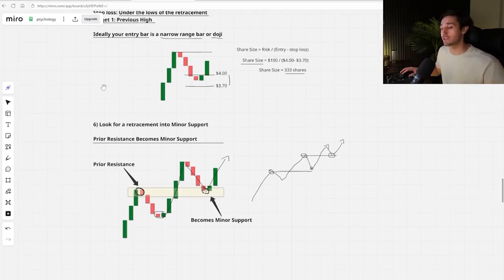So make sure you're paying attention to these criteria and make sure you're practicing this setup before you actually use heavy risk.